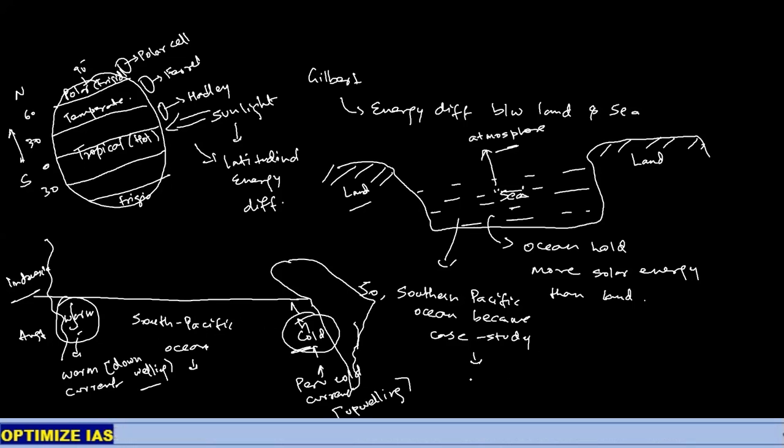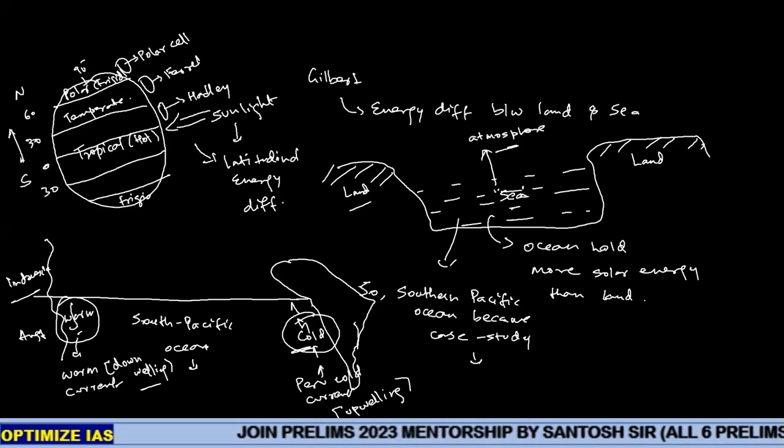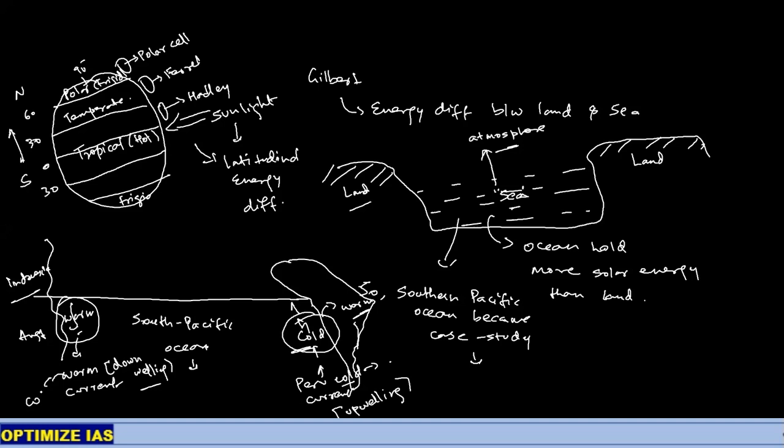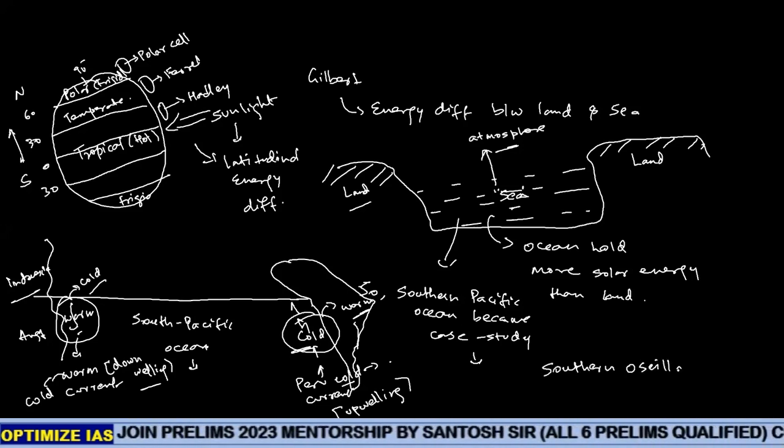So he called this concept what? Southern oscillation. Now he was thinking that sometimes the cold water will become what? Warm water, or the cold current is replaced by which current? Warm current, and this warm current is replaced by what? Cold current. Interchange is possible. That's why he used the word Southern Oscillation.